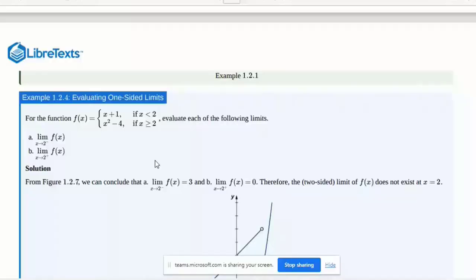Evaluating one-sided limits. For the function f of x equals x plus 1 if x is less than 2, and x squared minus 4 if x is greater than or equal to 2, evaluate each of the following limits. The limit of f of x as x approaches 2 from the left.